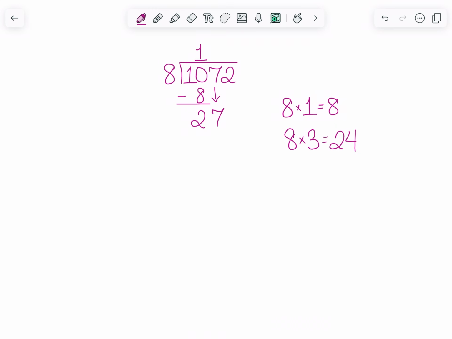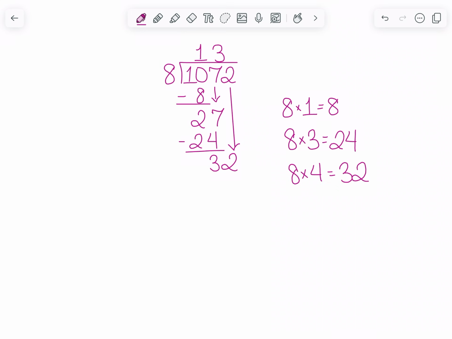We have that 8 times 3 is 24. That's the closest we can get to 27 without going over. We write a 3 in our next place value, and then subtract that 24 to figure out how many we have left over. We would have 3 left over, and we bring down the next digit. So 32 divided by 8.